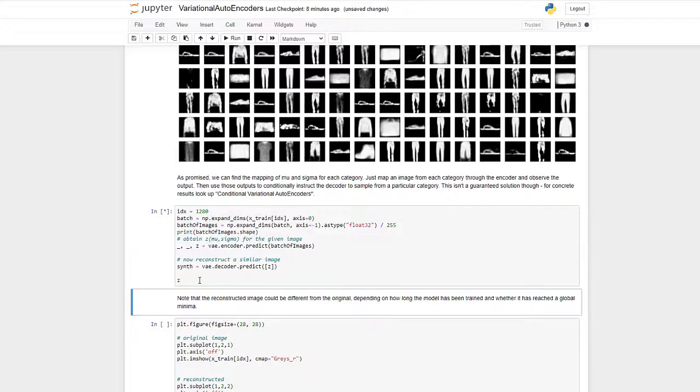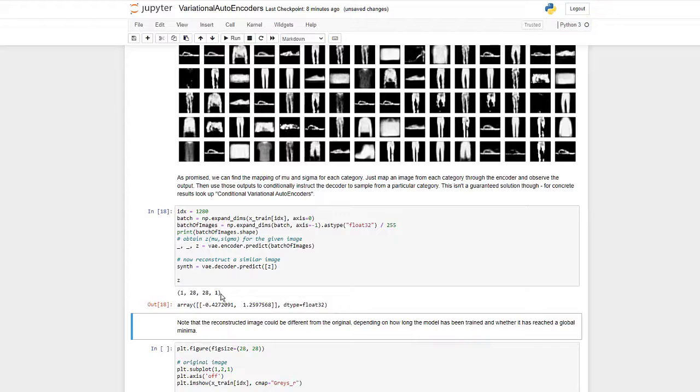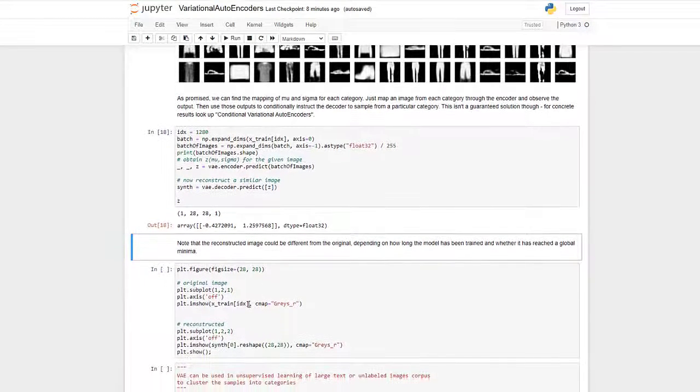Shift Enter. All right, so we can verify that we got a 28 by 28 by 1 image there, just like we expected. And what came back from the encoder was a probability distribution with a mean of negative 0.427 and a variance of 1.259. All right, cool. So let's go ahead and take that distribution and see what it gives us.